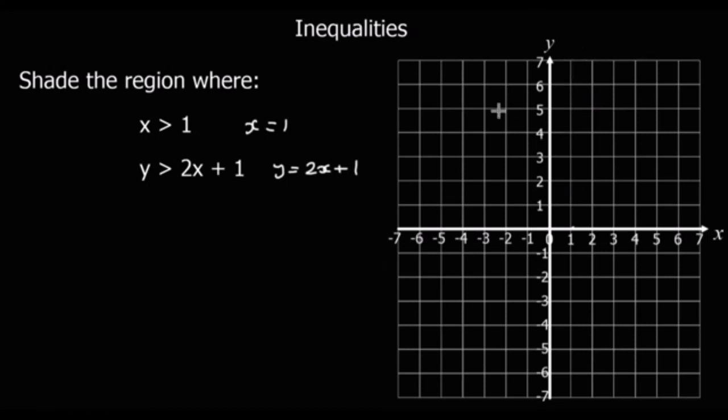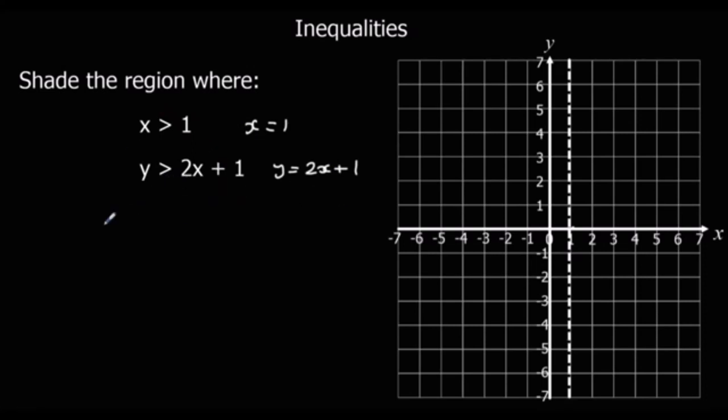Okay, we're going to use a dotted line. The reason we're using a dotted line is because it can't equal it. So if it was or equal to, we'd use a solid line, but we're going to use a dotted line because it is just bigger than, it's just bigger than 1. And the other one, y is bigger than 2x plus 1.